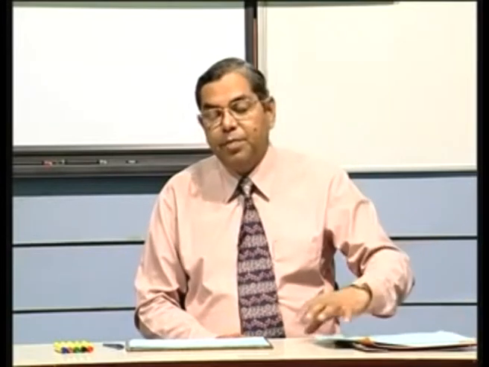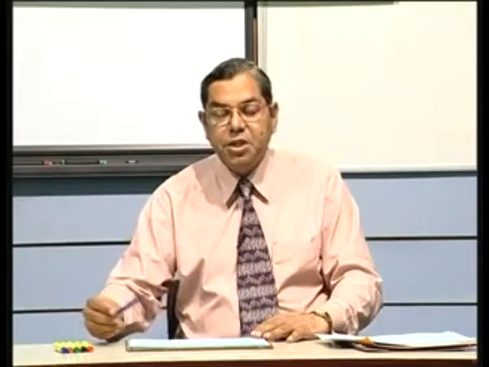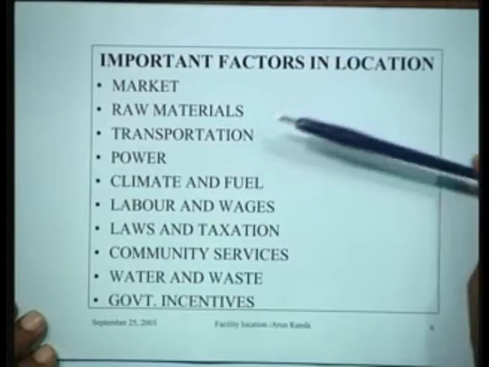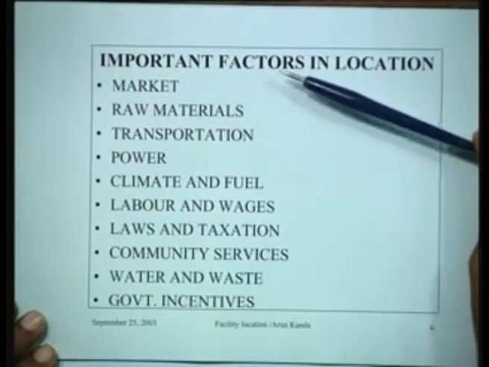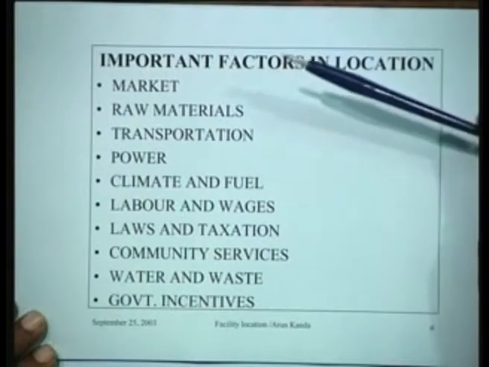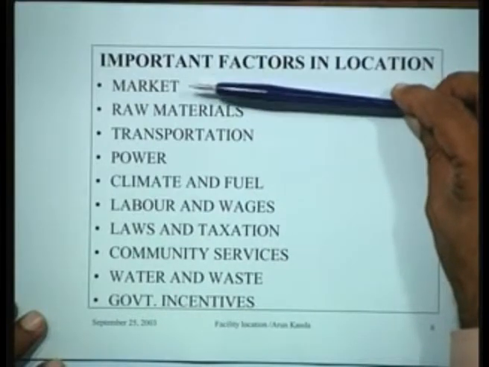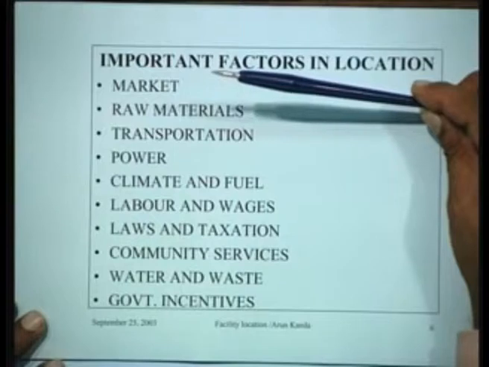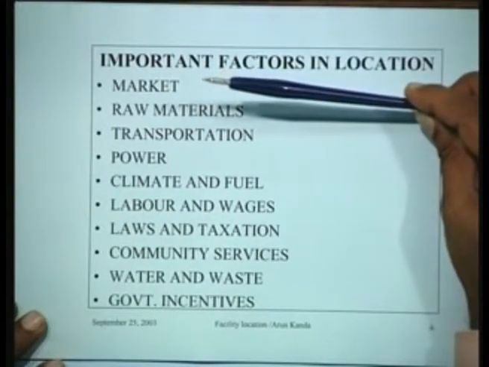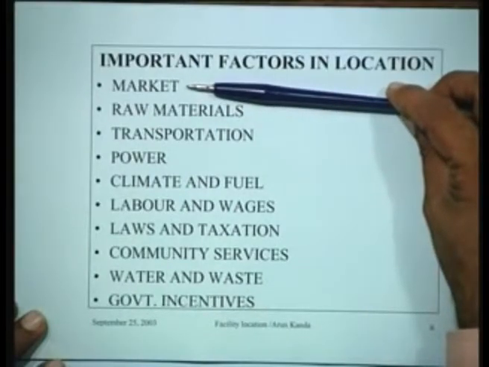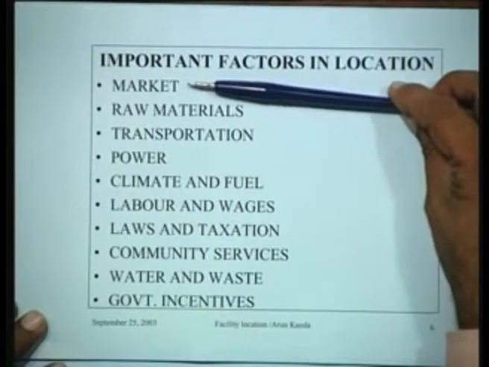However, before we do that, let's try to identify some of the major factors in location. We are talking here primarily about plant location. So if you are talking about the location of a manufacturing plant, which are the factors which are relevant? Obviously the market is a very important factor, isn't it? How do you think the market would affect the location of a manufacturing plant?